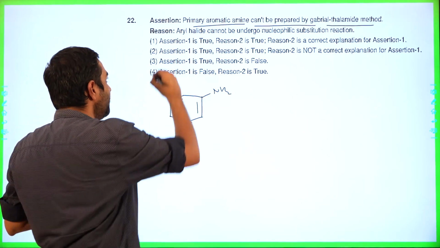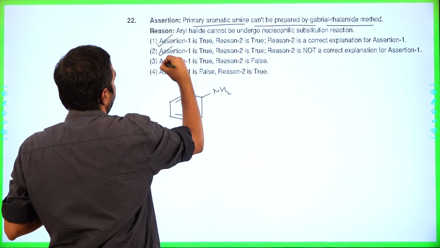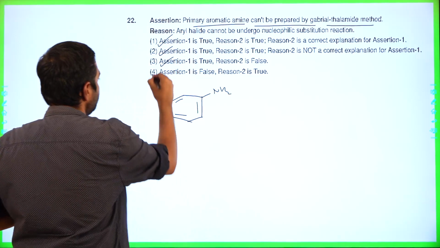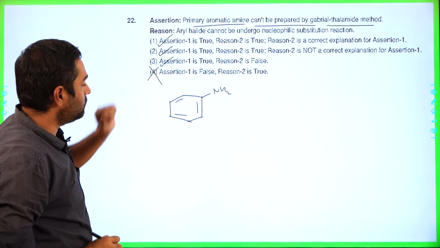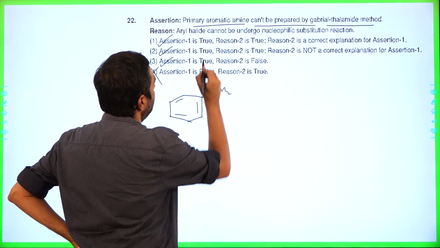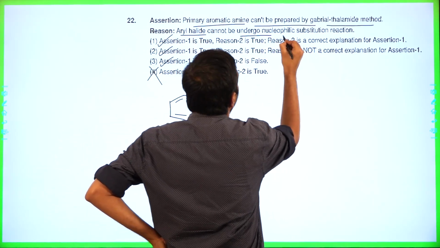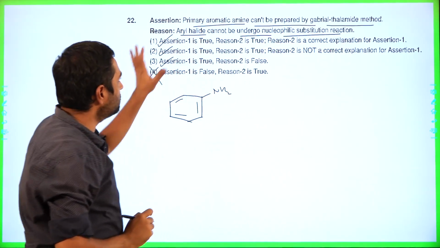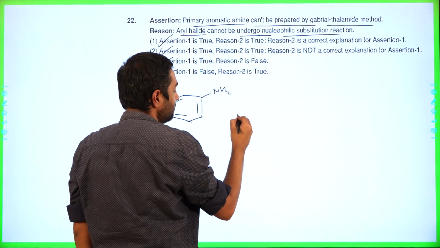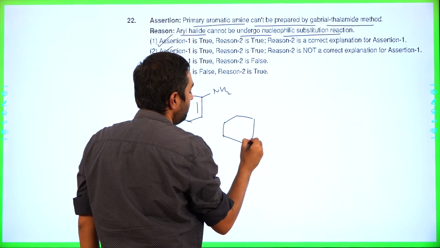Is that true? Yes, it is true. Assertion is true. In all three of these, assertion is true is correct. So, fourth option is wrong. Let us look at the reason why this cannot be done over here. They are telling us aryl halide cannot undergo nucleophilic substitution reaction. Let us talk about what happens in a Gabriel phthalimide synthesis there. We are going to be having phthalimide.